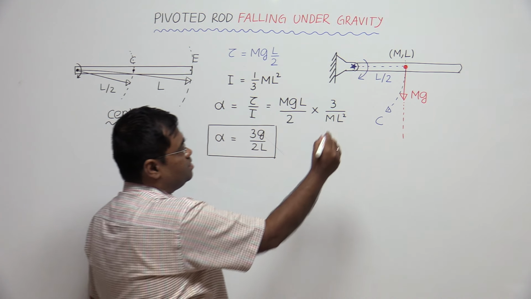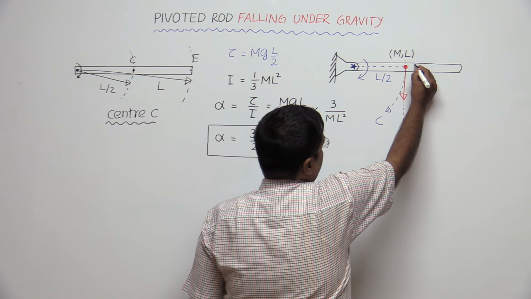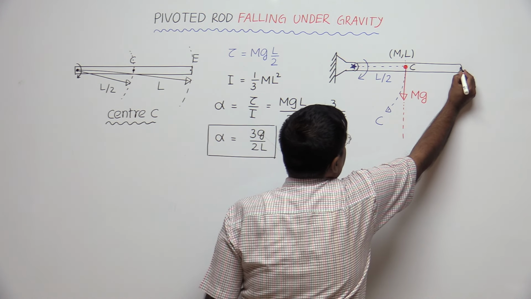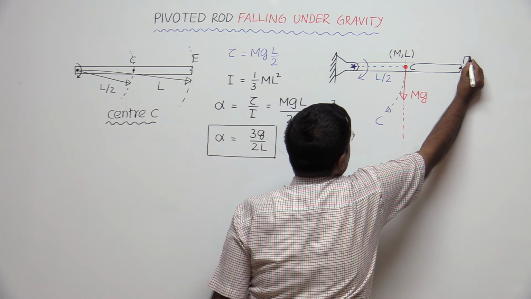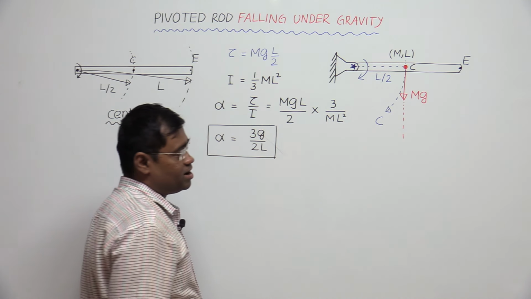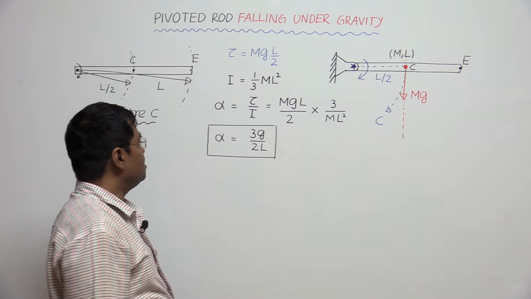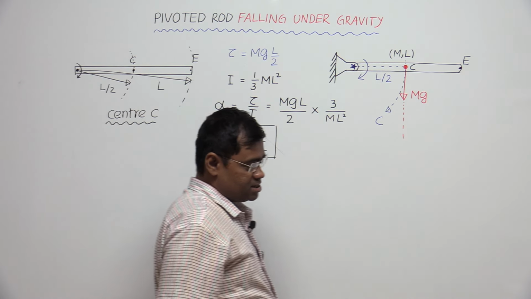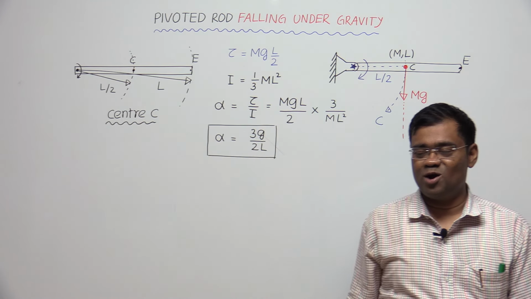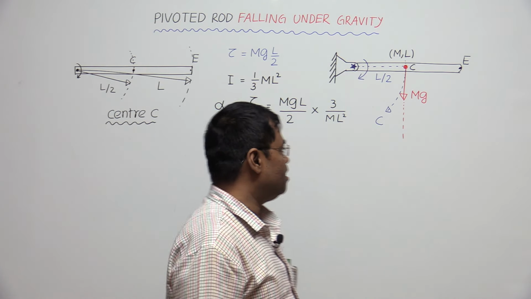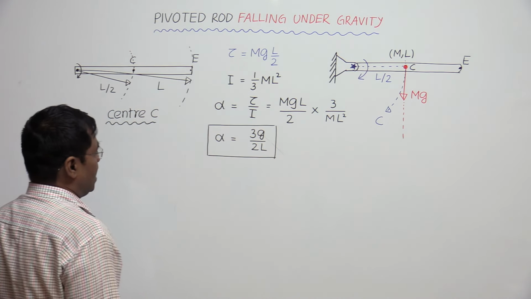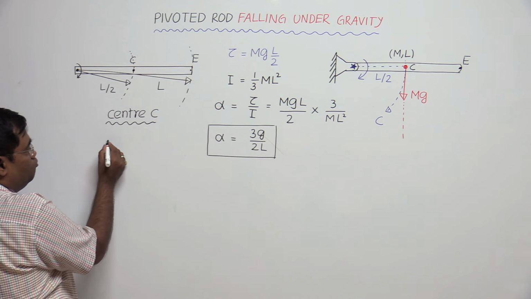Now this with the center, the red dot I have shown, this is C, and the end point, say it is E. So don't forget that the center C is circulating in a circle of radius L by 2 and the end point with a radius of L. So, what is the acceleration of the center?